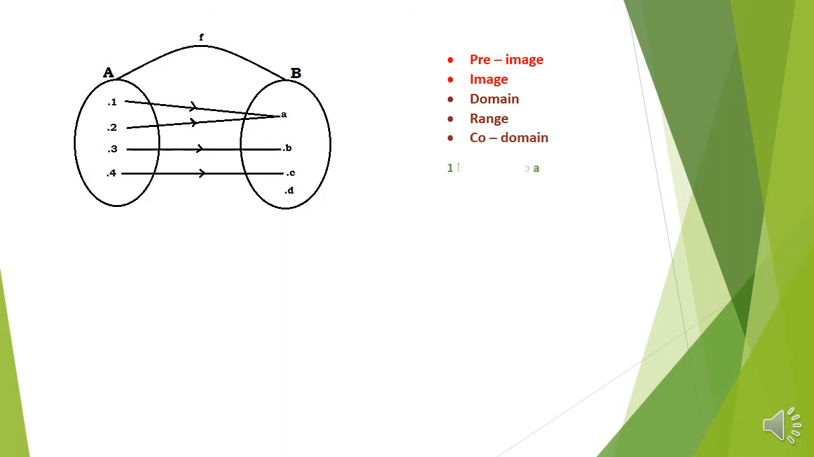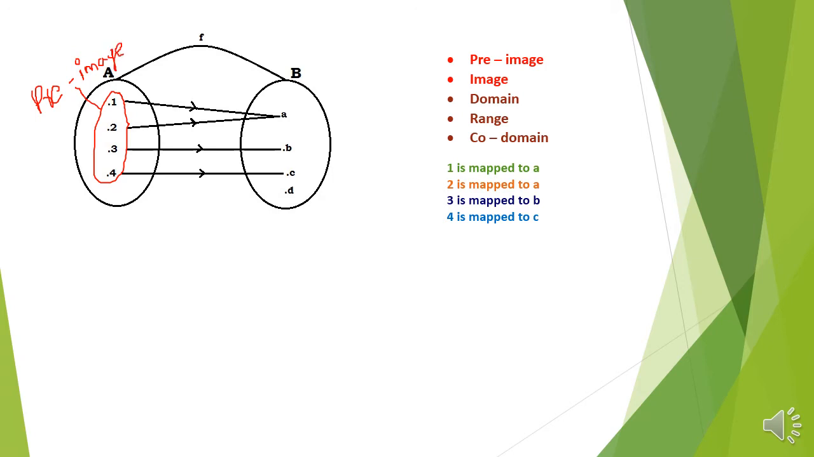You can see in the mapping diagram, 1 is mapped to A, 2 is also mapped to A, 3 is mapped to B, and 4 is mapped to C. Now those elements in the set A, 1, 2, 3, 4, which are mapped with the elements in the set B, these are the pre-images. Okay, don't go by my handwriting, just understand it. Now those elements in the set B which are mapped with the elements in the set A are called images. Now pre-image and image, I think it's clear to you.